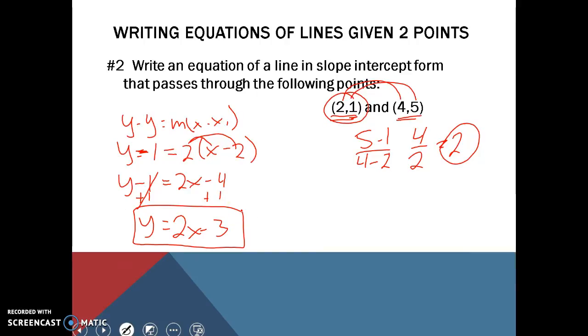Of course, we can check to make sure this is right. If we plug in a 2, we should get a 1. So if I plug in a 2 here, 2 times 2 is 4. 4 minus 3 does indeed give us a 1. And if I plug in a 4, I should get a 5 back out. 2 times 4 is 8, and 8 minus 3 does indeed give me 5. So I know I have that correct. Let's move on to the next question.